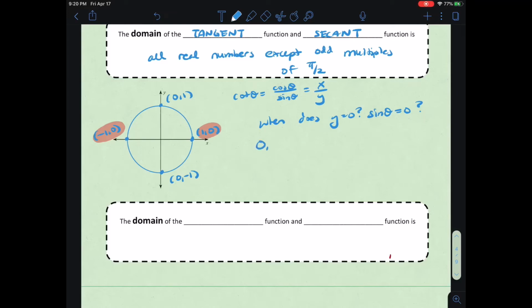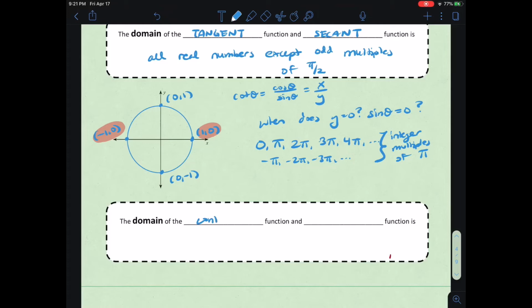So I know 0 radians would be one of them, or 0 degrees. I know pi radians, or 180 degrees, would be another one. I know 2 pi, which is 1 revolution, would correspond to one of those points. So with 3 pi, 4 pi, dot, dot, dot. And similarly, you can go negative pi, negative 2 pi, negative 3 pi, dot, dot, dot. And so in the end, we can simply classify these values as integer multiples of pi. In other words, just pi times an integer.